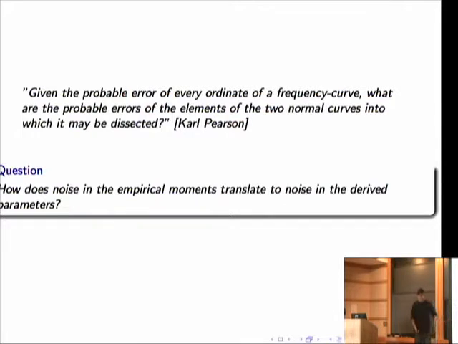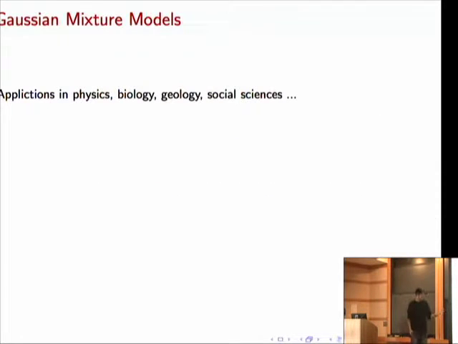So I'll return to this question at the end, and I'll actually show a way to analyze a modification of Pearson's sixth moment test. But for now, I'd like to move on and explain at least the results that I'm going to present in this talk in a broader picture. But hopefully with this as an introduction, it's easy to see why Gaussian mixture models have so many applications in different fields like physics, biology, geology, and the social sciences. It's because in each of these fields, some random process of interest can be explained as a convex combination of 2 or more Gaussian processes.